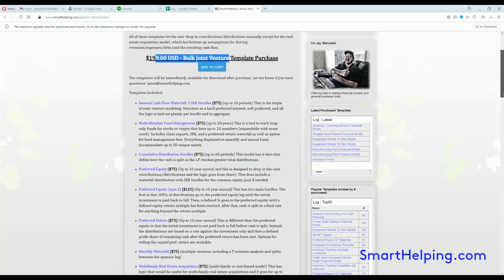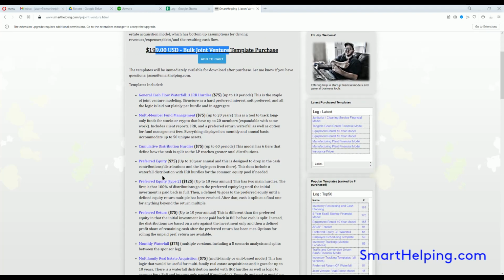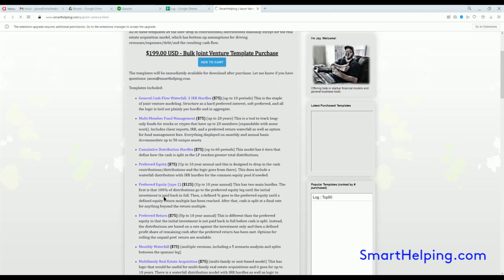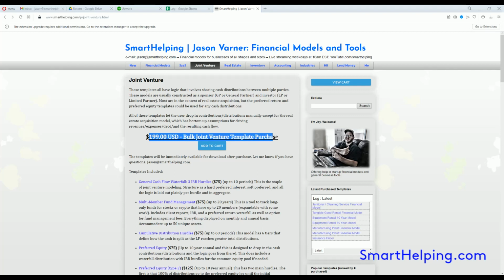So you can buy each of these templates individually by clicking through to them and adding to cart, or you can get all of the templates you see here for a one-time bundle price of $199.